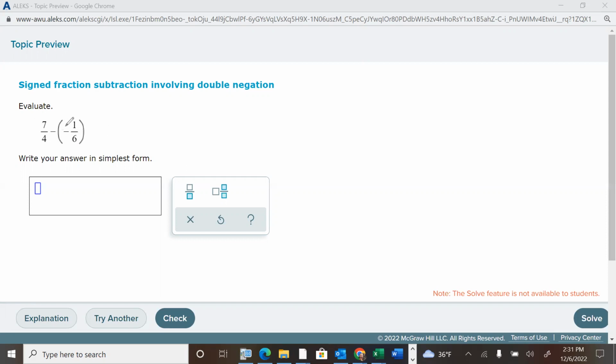Anyway, what he would say when you've got a double negation is, you pull out your double barrel shotgun and you go blam, blam, and they both become plus. So this is 7/4 plus a positive 1/6, or just plus 1/6. Anytime you've got minus a minus, they just both become plus, if there's no number between them.